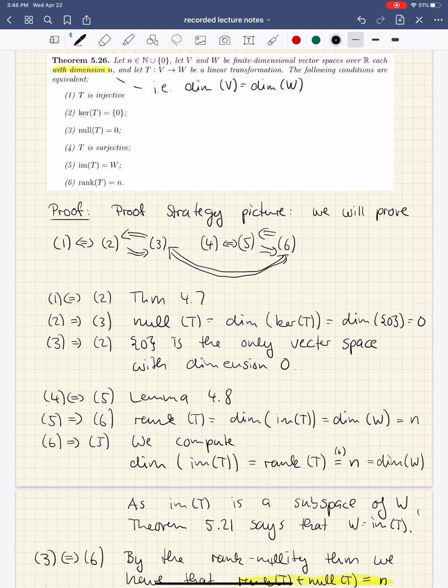But let me just say how powerful this is. It's kind of funny if you think about it. You have a linear transformation between two vector spaces, V and W. And actually what we are saying is that if it's injective, it has to be forcibly also surjective, and vice versa.